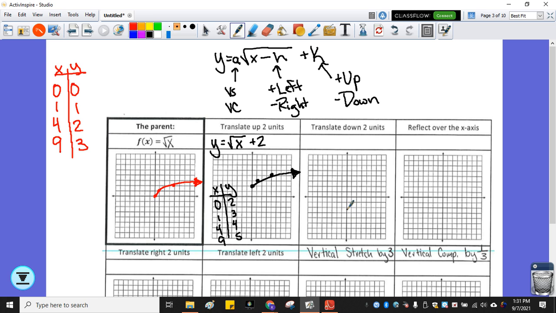Down 2. So instead of 0, you're at -2. Instead of 1, you're at -1. Instead of 2, you're at 0, 1.